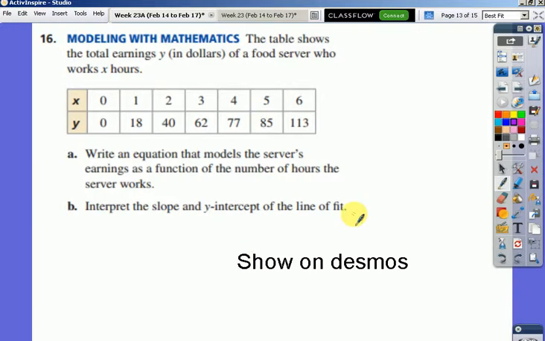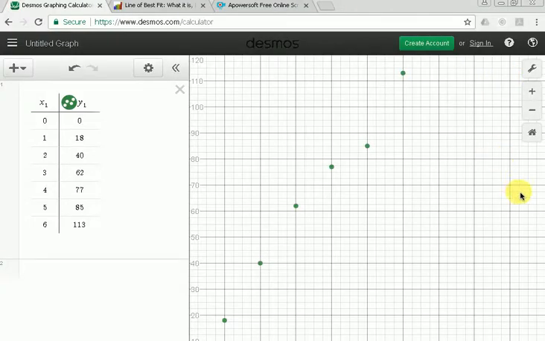So to make our line of best fit, all I'm going to do is draw a line, the best line I can, the best approximated line that I can, that goes through that set of data. And what I had was a line that goes like this.